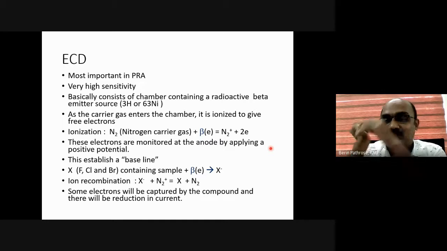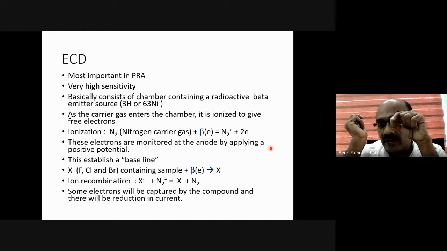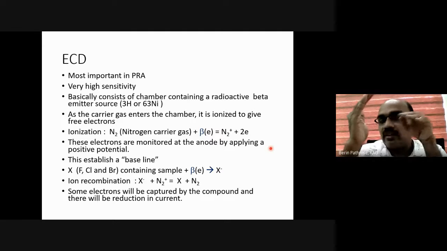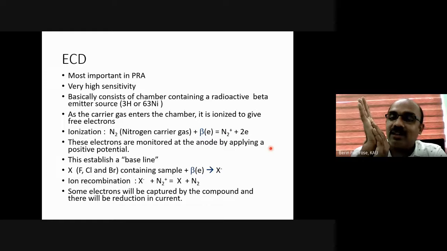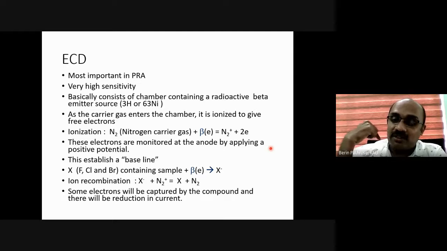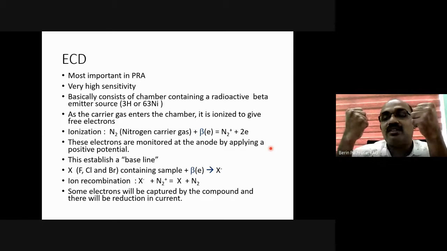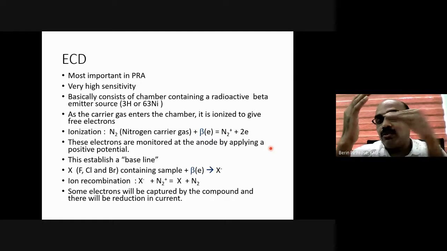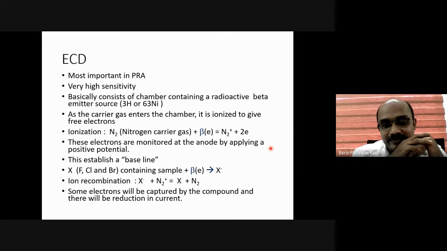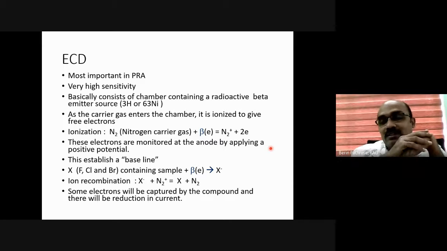So in the beginning, when we are allowing only nitrogen, the carrier gas, to flow through, there will be a constant flow of carrier gas and a constant generation of electrons. So there will be a constant current at the electrode. But if you are injecting a sample, once there is a compound which absorbs these electrons, there will be a drop because it won't be constant. Some electrons will be absorbed by the compound. And that drop, we can measure it, a change in current.